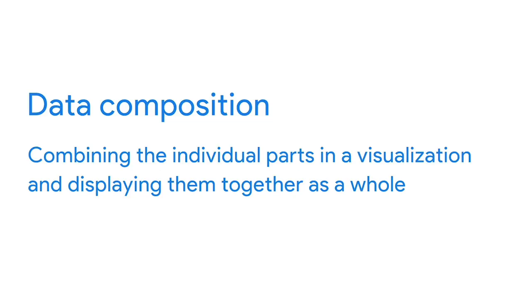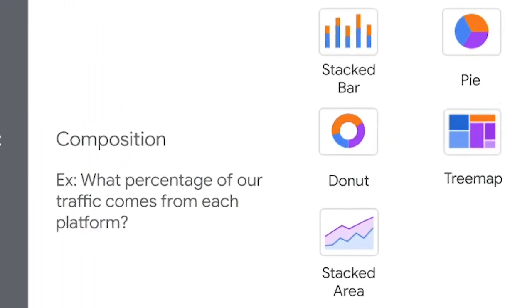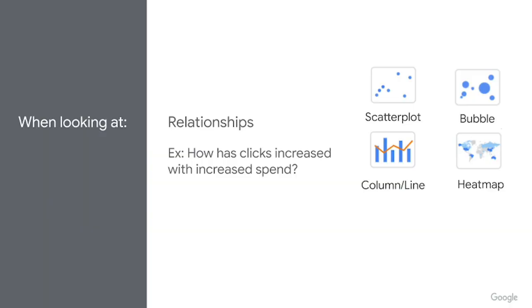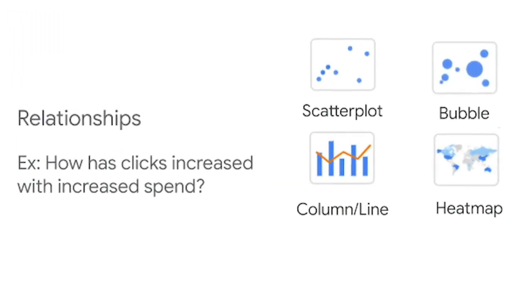Then there's charts that show parts of a whole. This is known as data composition, and it's achieved by combining the individual parts of a visualization and displaying them together as a whole. Stacked bars, donuts, stacked areas, pie charts, and tree maps can do all this. Now, to show relationships in your data, you might want to use scatter plot and bubble charts, column line charts, and heat maps. Let's revisit the happiness data viz to show you an example of this.